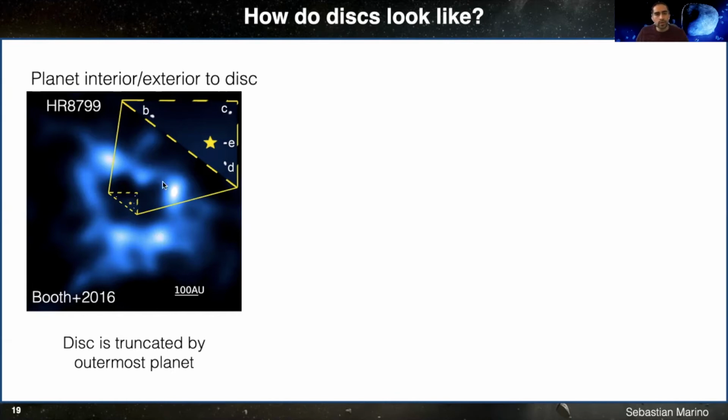But if we were to look at this system with higher resolution and sensitivity, perhaps we could see gaps. This is caused by resonances with this planet B over here. But this is something that we cannot do at the moment, but we might be able to do in the future. And it's the obvious system where to try to do this.